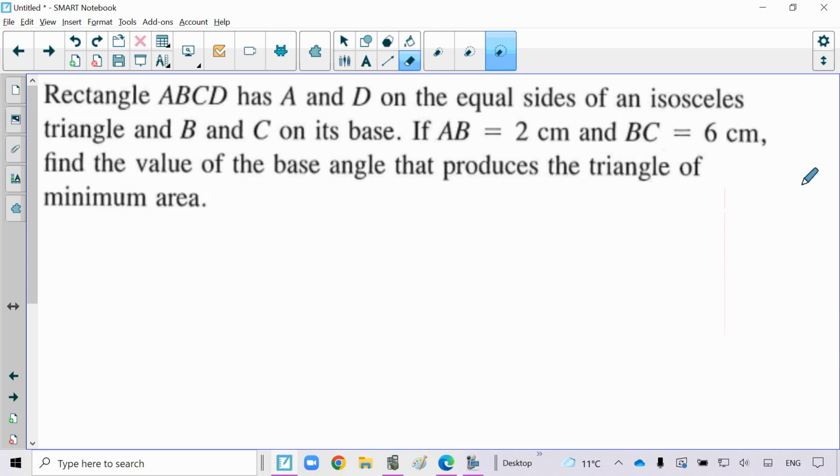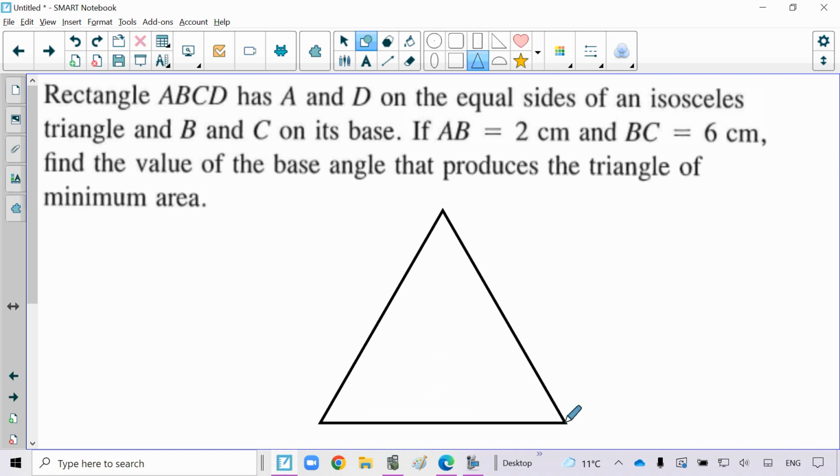Okay, so we have a rectangle where it has vertices A and D on the equal sides of an isosceles triangle and B and C on the base. Let's draw a picture to see what this looks like. So I'm going to start with my isosceles triangle first, and then I'm going to draw my rectangle connected to the equal sides and the base like that.